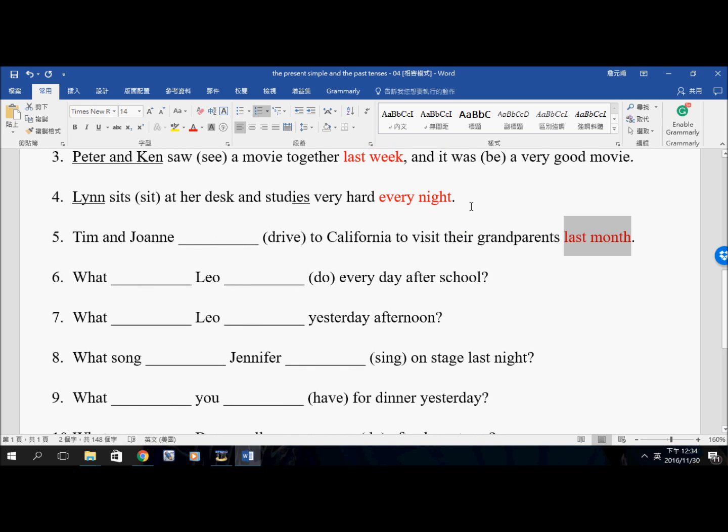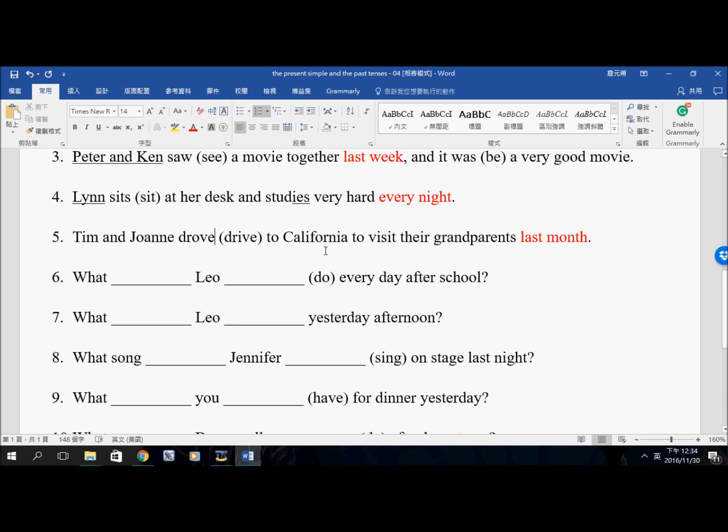Now number 5, take a look at the time marker. The time marker is last month. Last month talking about something that happened in the past. So we have to use the past tense. Now the past tense of drive is an irregular verb. The past tense of it is drove. So Tim and Joanne drove to California to visit their grandparents last month.